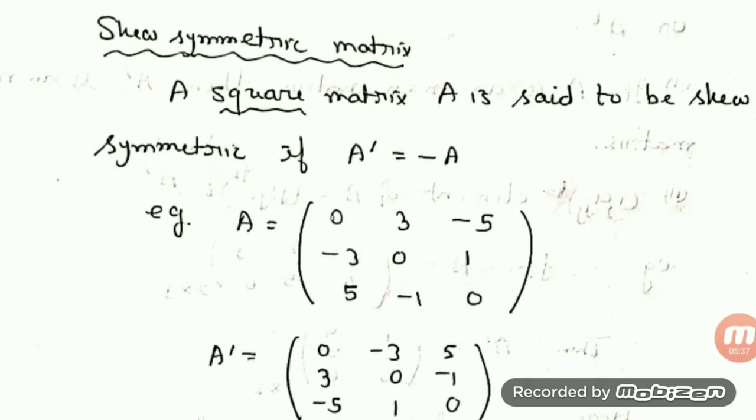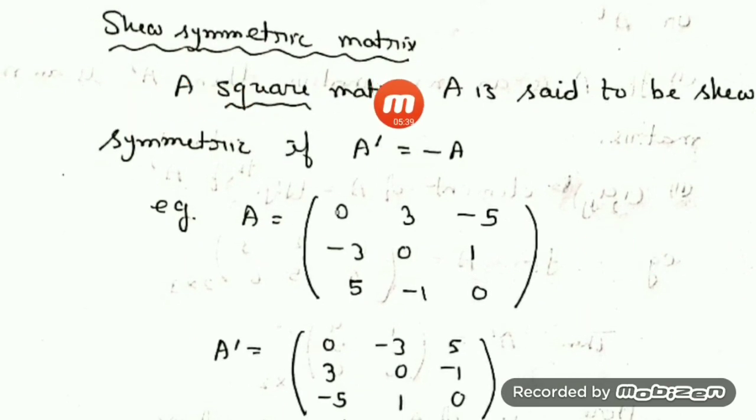Now we'll have a new matrix, that is your skew symmetric matrix. Here also you have to consider a square matrix. A square matrix A is said to be skew symmetric if the transpose of the matrix is equal to the negative of the matrix. For symmetric, it must be equal, but for skew symmetric, it must be equal to the negative.